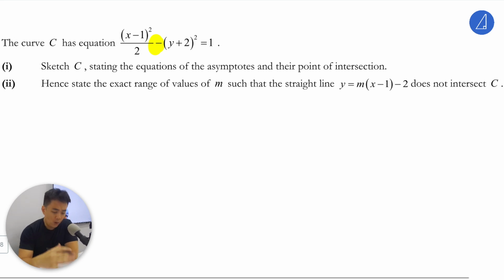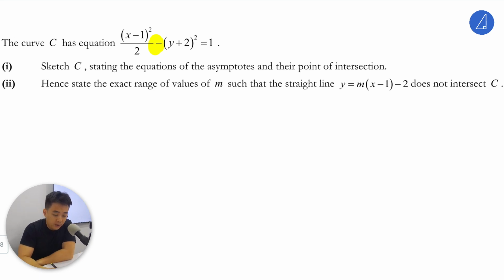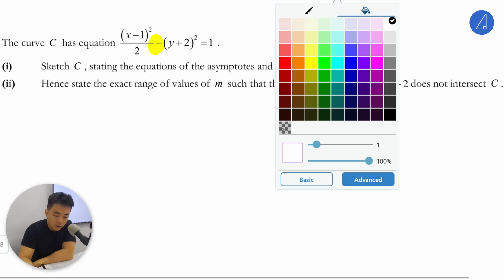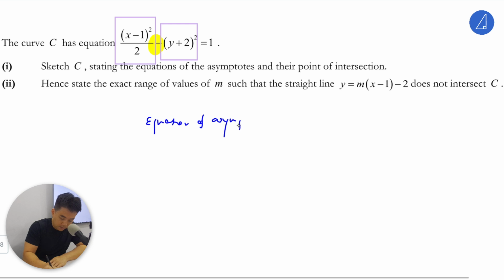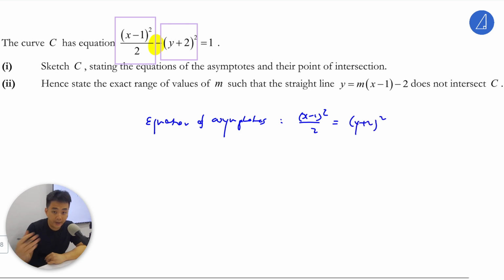So once you get that already, what you need to do is just equate these two to give you your asymptote. The rationale is, as x goes to infinity, basically the equation of the asymptote is (x minus 1) squared over 2 equals (y plus 2) squared. Then the question is, how come this would be my asymptote? I will explain to you.